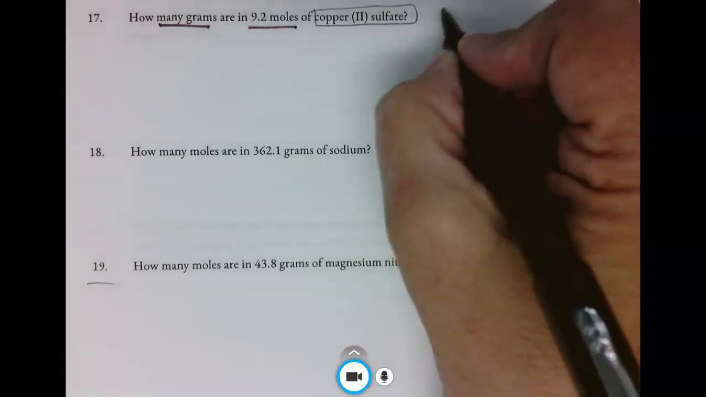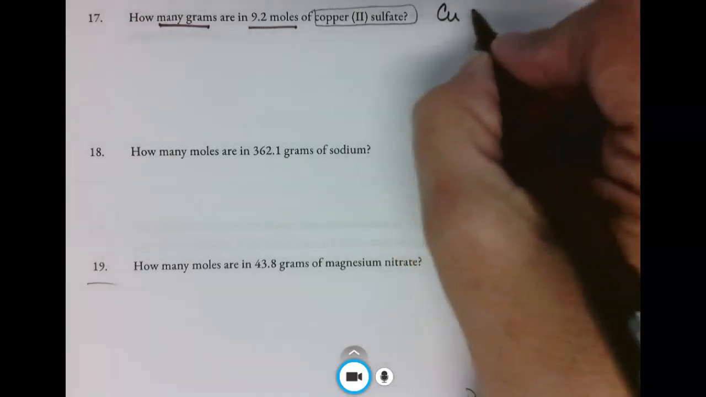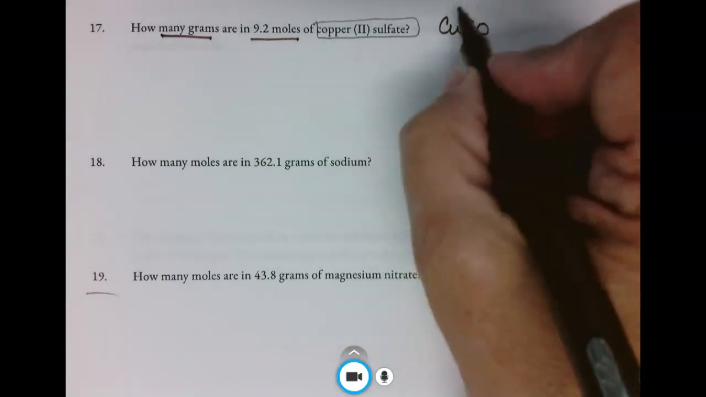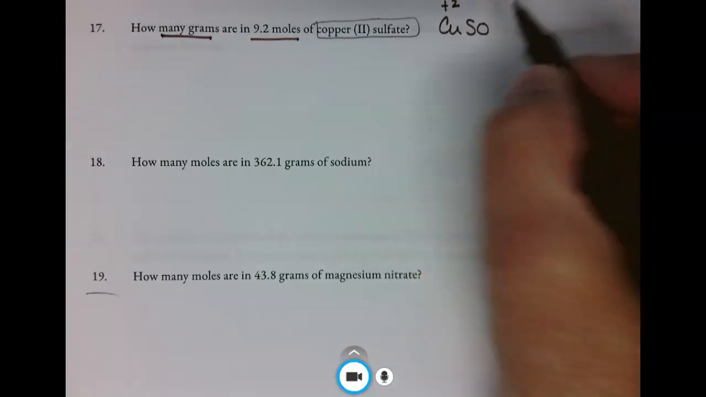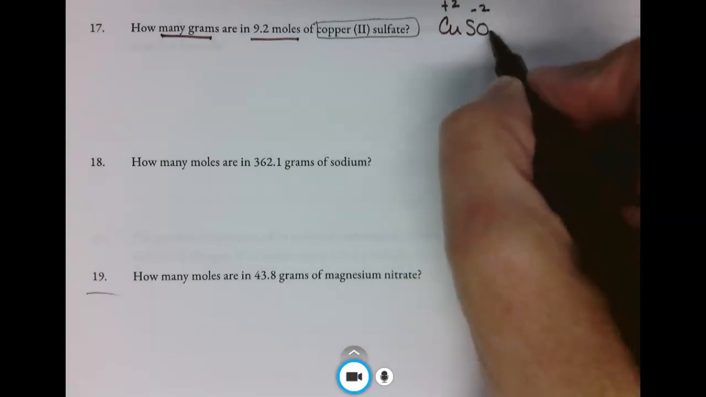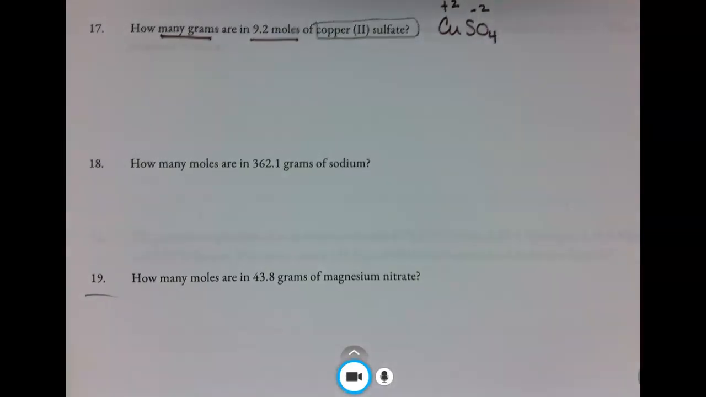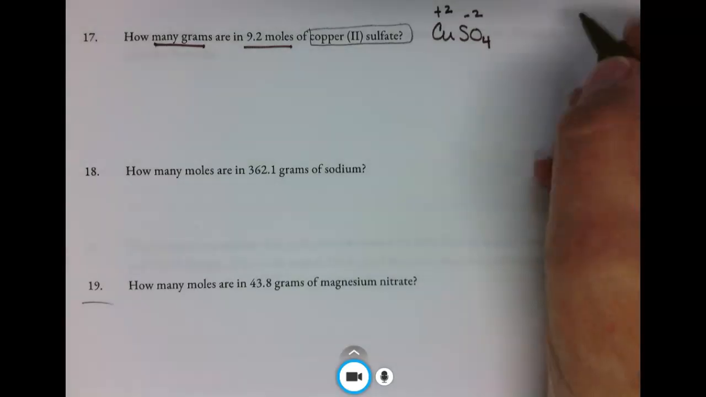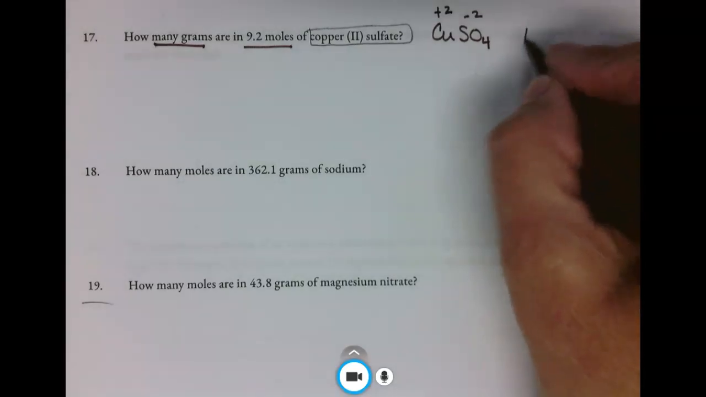Now the first thing we need to do is write the formula for copper sulfate. It's copper 2, which means it's a plus 2. Sulfate is a minus 2, so we do not need any subscripts added. The other thing we're going to need is the molar mass.